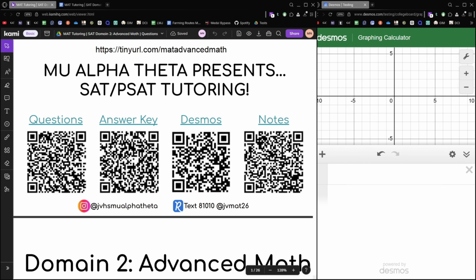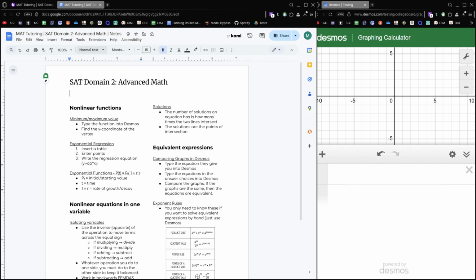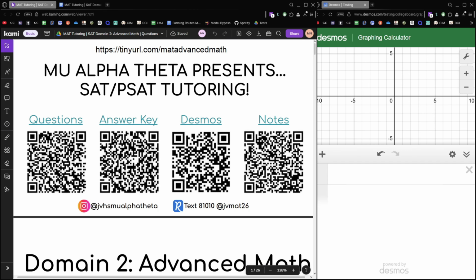There's also a link to the College Board Desmos, which is the specific version you can use on the SAT, and have this pulled up on the right here. And there's also some notes that I typed up. Let's go ahead and get started.